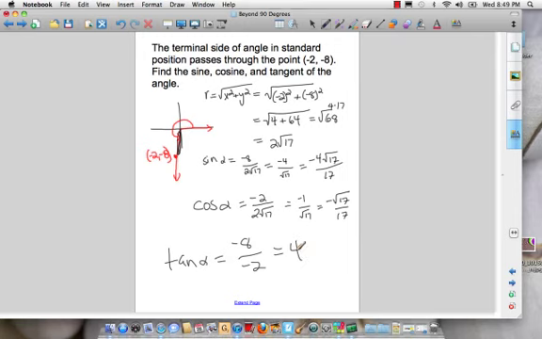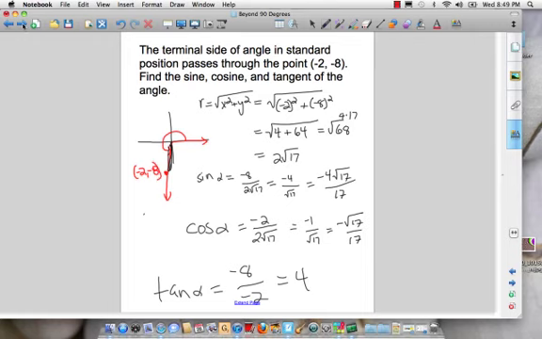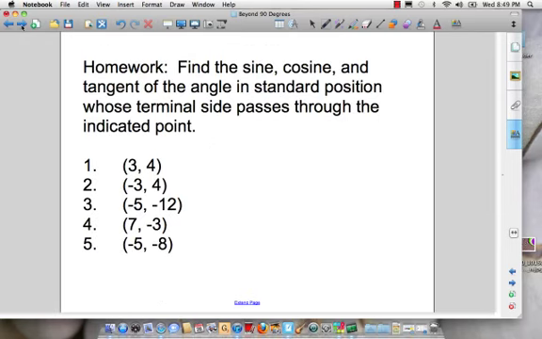Now, if you're wondering where I got those, go back to the previous screen. The sine is always y over r, the cosine is always x over r, and the tangent is always y over x. That's how I knew where to put the -8. And the r, remember, I found right here by using the Pythagorean theorem. For your homework, 5 coordinates I give, you're going to find the sine, cosine, and tangent of the angle. You'll do it exactly like I did in the example problem. Have that ready for class next time.